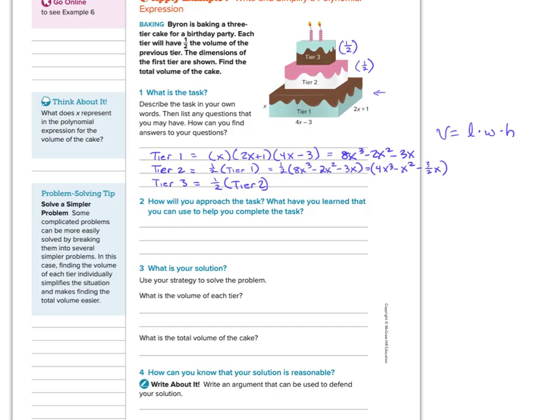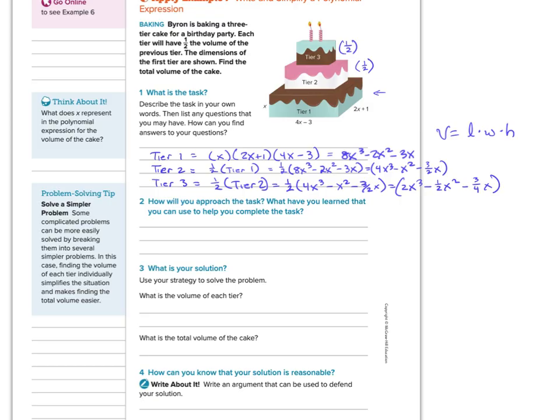And then we're going to multiply that by 1/2 again. That would be 1/2 times 4x cubed minus x squared minus 3/2 x. So 1/2 of 4x cubed is going to be 2x cubed, negative 1 times 1/2 is going to be minus 1/2 x squared, and then negative 3/2 times 1/2 is going to be minus 3/4 x. And that would be each one of my tiers as I calculated.